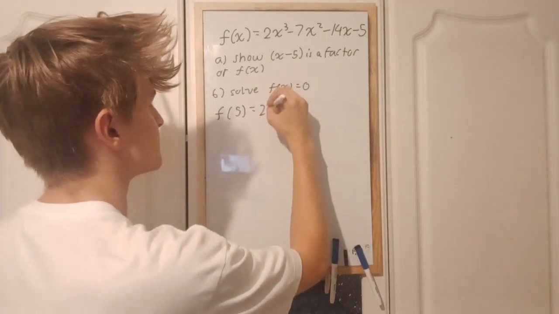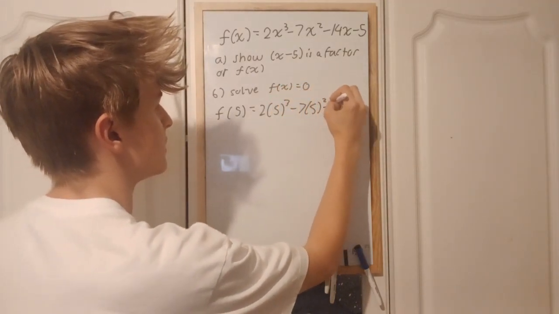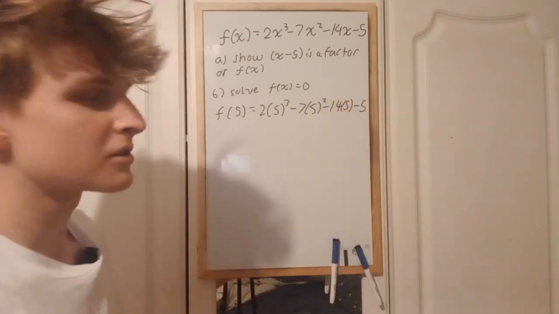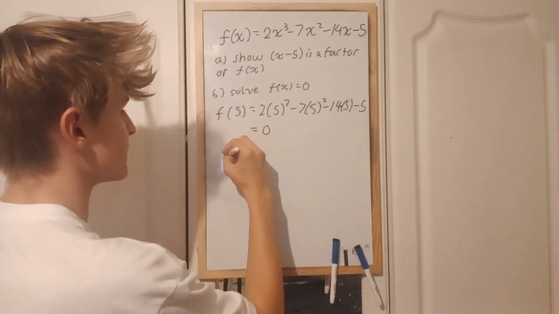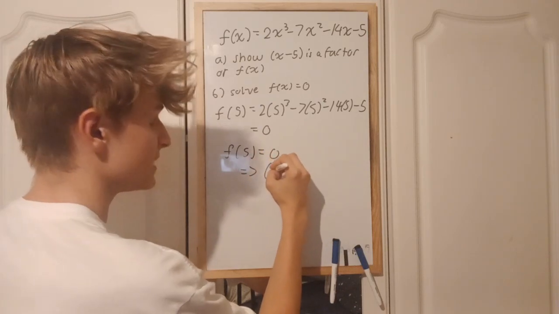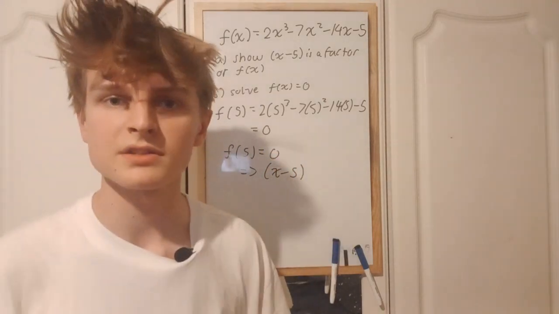Okay, so we get 2 times 5 cubed, minus 7 times 5 squared, minus 14 times 5, minus 5. And you can put it in your calculator. This, in fact, does wind up equaling 0. So we get f of 5 equals 0, then we can conclude that x minus 5 must be a factor. Okay, so that's the first part.